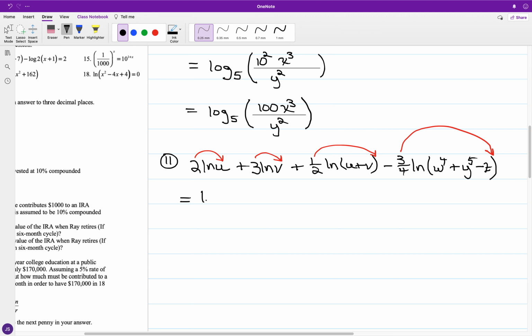So we have the natural logarithm of u to the second, plus the natural logarithm of v to the third, plus the natural logarithm of the quantity u plus v to the 1/2, and minus the natural logarithm of this 3-term expression, which will be to the 3/4 power, putting together as a single natural logarithmic term.